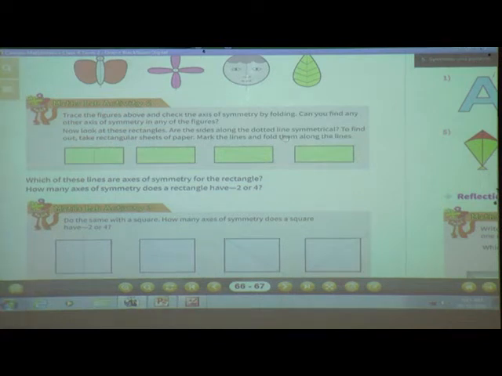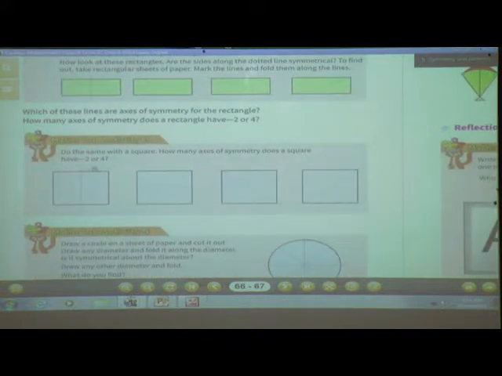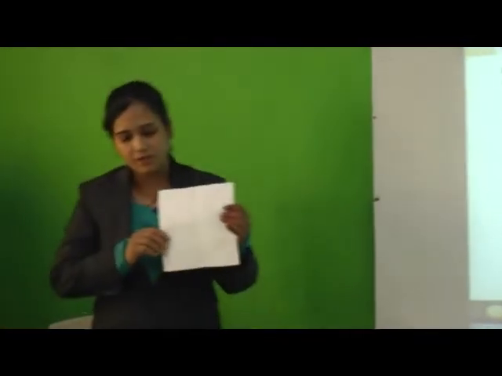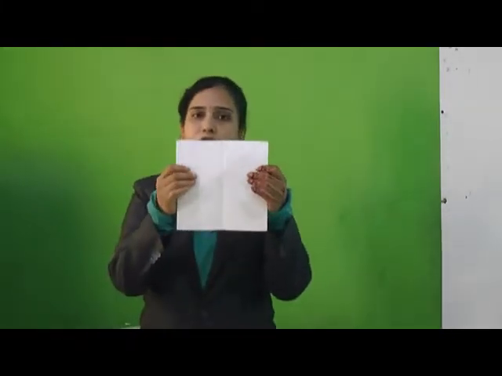Here, see, here is the third activity. Now see here, do the same with a square. They told us to do the same with a square. How many axes does a square have? 2 or 4? So we'll check this out. Now see here, this is a square. If I fold it vertically, what do you observe students? Yes, this vertical axis of symmetry divides it into 2 equal parts, isn't it?